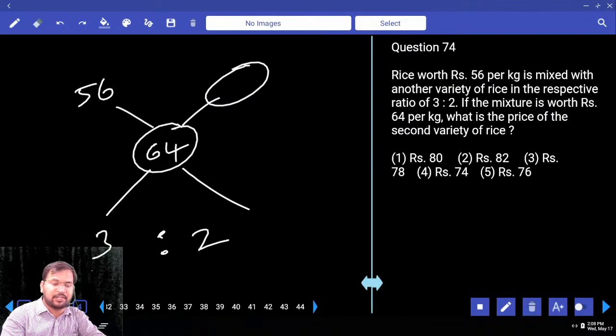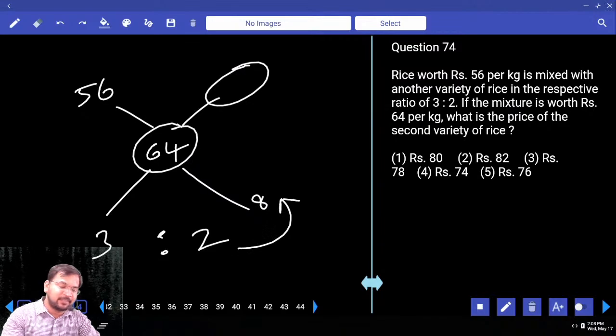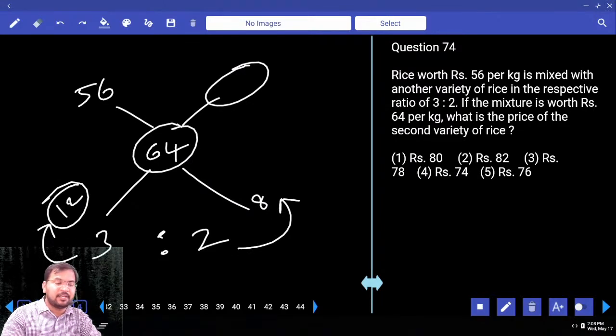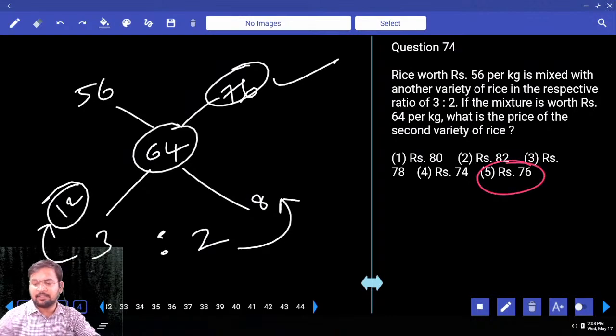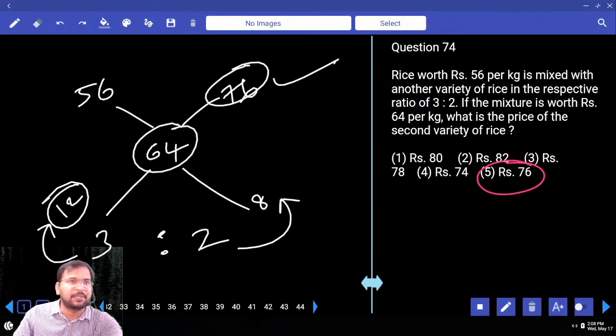The difference between 56 and 64 is 8, which is 2 parts. Each part is 4. So 3 parts is 12. Now this value should be more than 64, so 64 plus 12. Your answer is that the second variety of rice is 76. Use the mixtures method. If you go for the X method, that will be a circus. Are you clear? Shall I go for the next question?